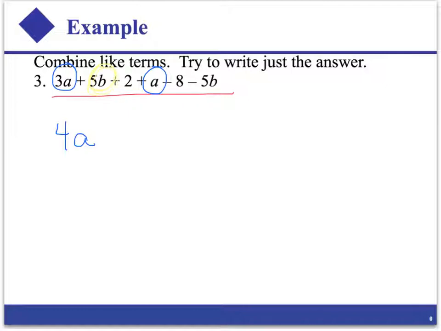Ooh, that's an ugly color. I'll have to change that one. And a negative 5b. Those cancel, don't they? They go away. And then I have, let's use black, then I have a constant. The reason it's constant is it doesn't have a variable. So I have a 2 minus 8, so it gives me negative 6. So your final answer is 4a minus 6.